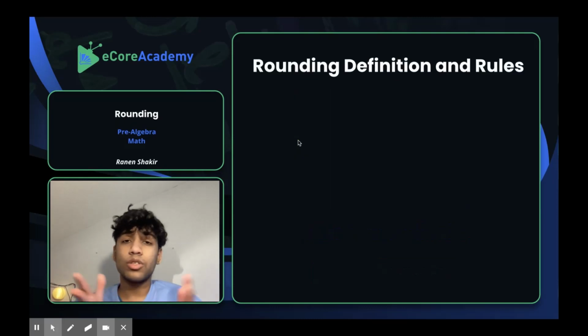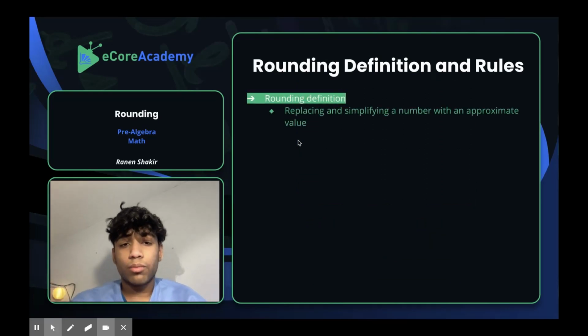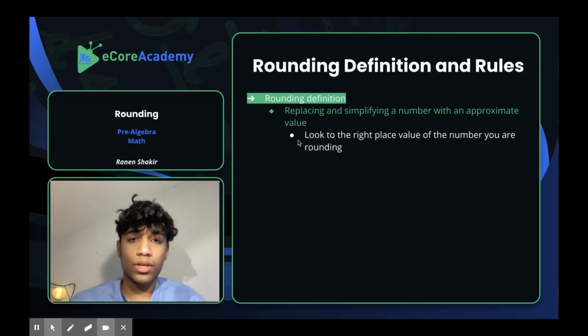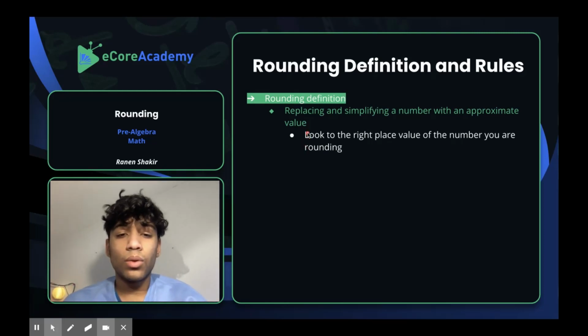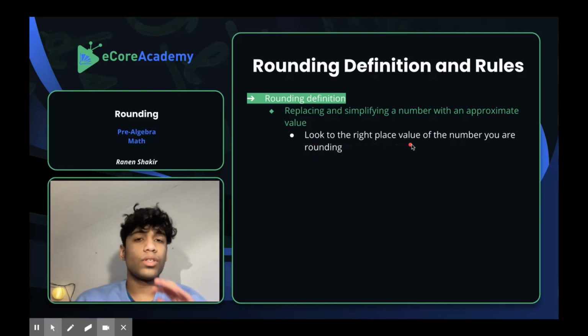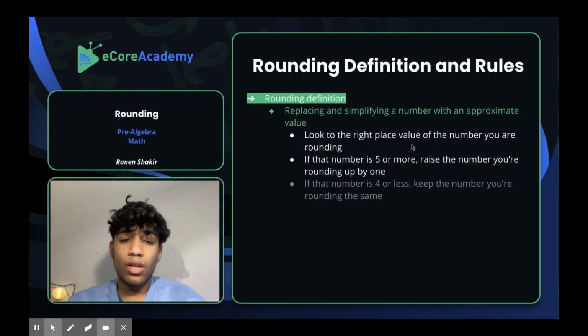So as usual, I was going to start off with definitions and the rules of rounding. The definition of rounding is replacing and simplifying a number with an approximate value. What that means is that you're taking an approximation of a number. When you round, you want to look at the right place value of the number you are rounding. If that number is 5 or more, you raise the number, or you're rounding up by 1. If that number is 4 or less, you keep your number the same.